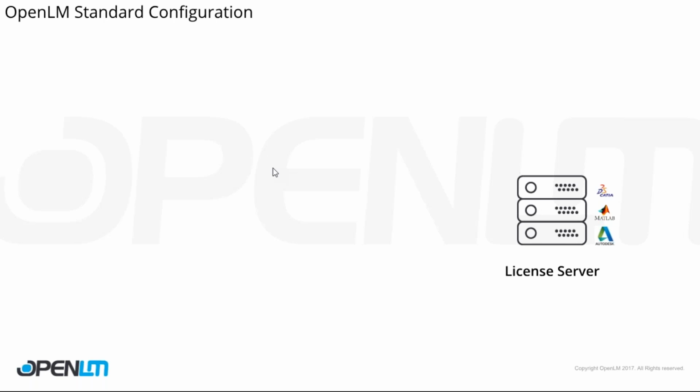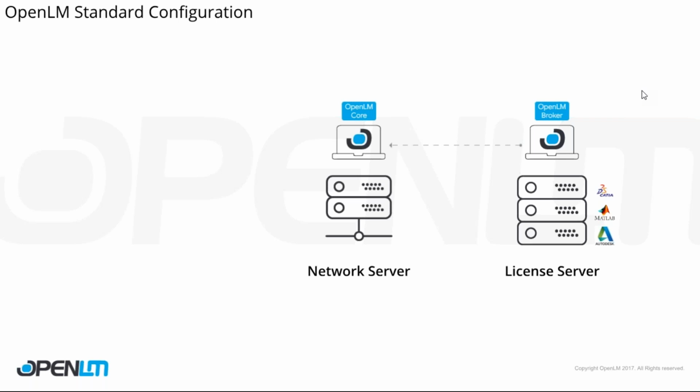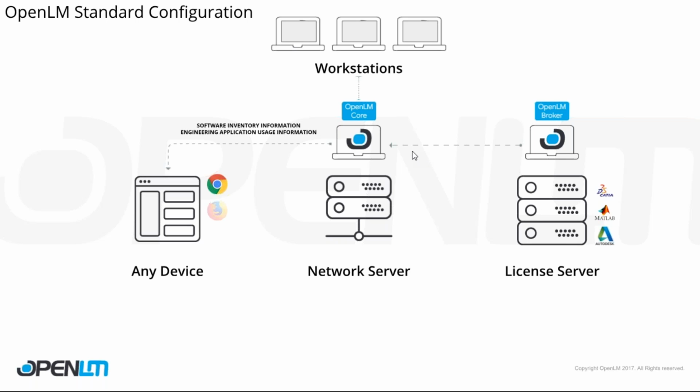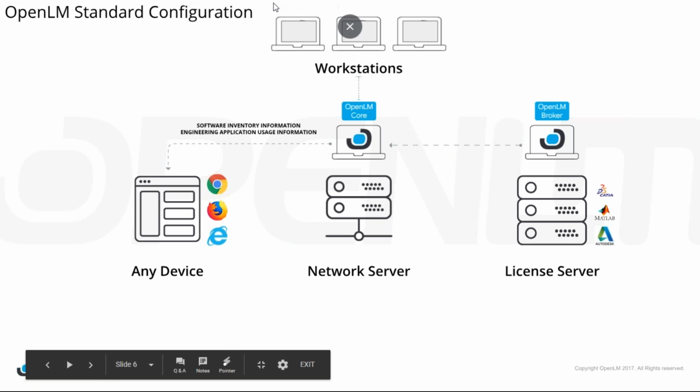On the license server, you got license managers, and on those you got your vendors: MATLAB, Autodesk, CATIA. There we put the OpenLM Broker, which transmits data to the OpenLM core or OpenLM server. Now this sits on any network server. And finally, if you want to view the data, you just use any browser from any device that's connected to the network server. And lastly, you can also connect your workstations with the OpenLM core using the OpenLM Agent. So again, OpenLM Broker on the license server, OpenLM Agent on the workstations, OpenLM core just on any server.